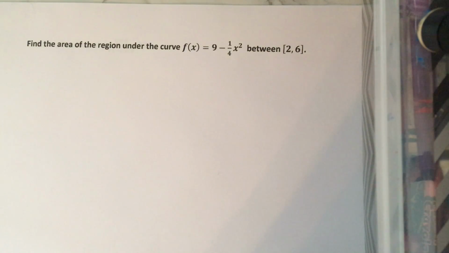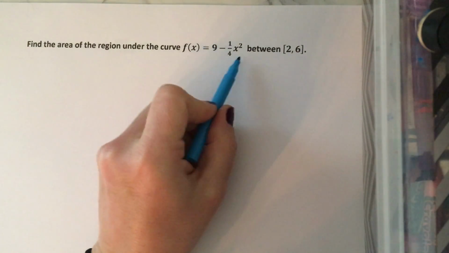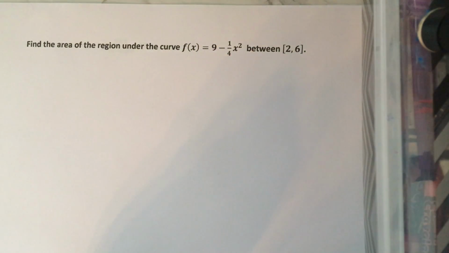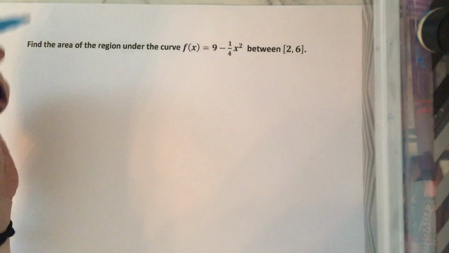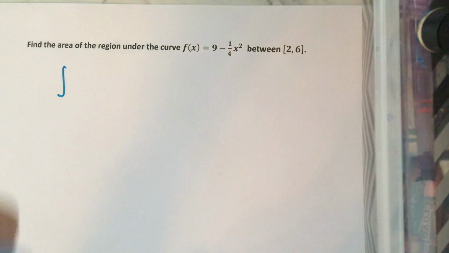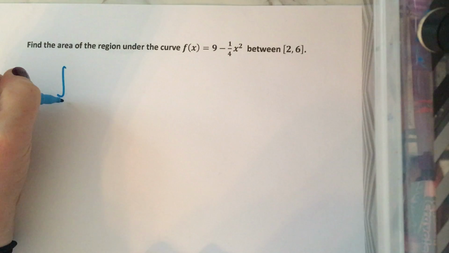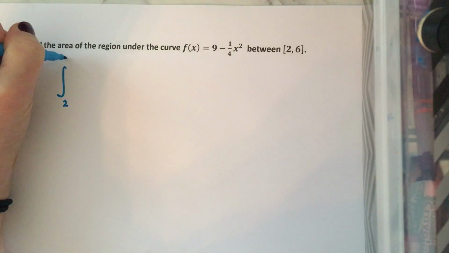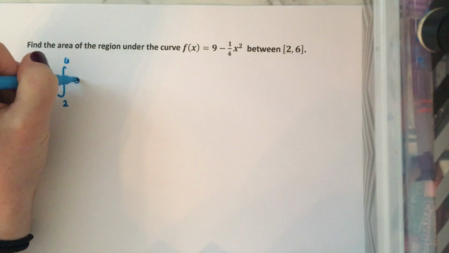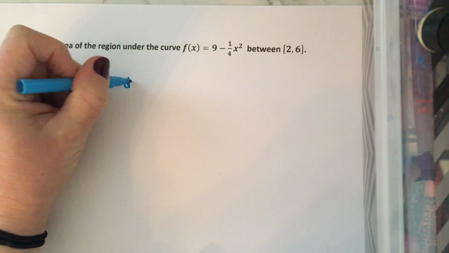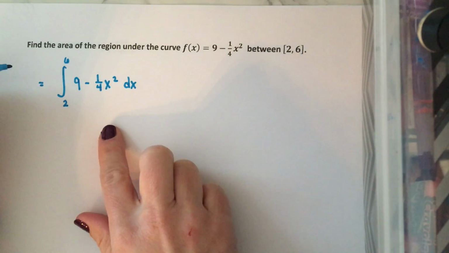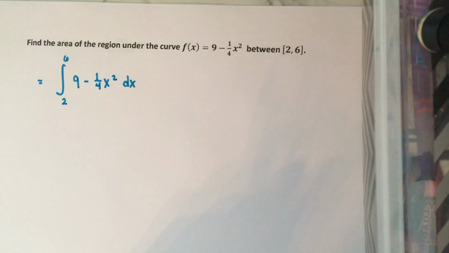I printed off 3 examples to work with you. First one says find the area of the region under the curve of this parabola between 2 and 6. Remember, if you were finding area under a curve, it is really integration. That is what integration is. So I'm going to find the area under the curve between 2 and 6 of this function. The first thing I'm doing is setting up my integral. This is a definite integral because I've got my values where I'm actually finding the area.